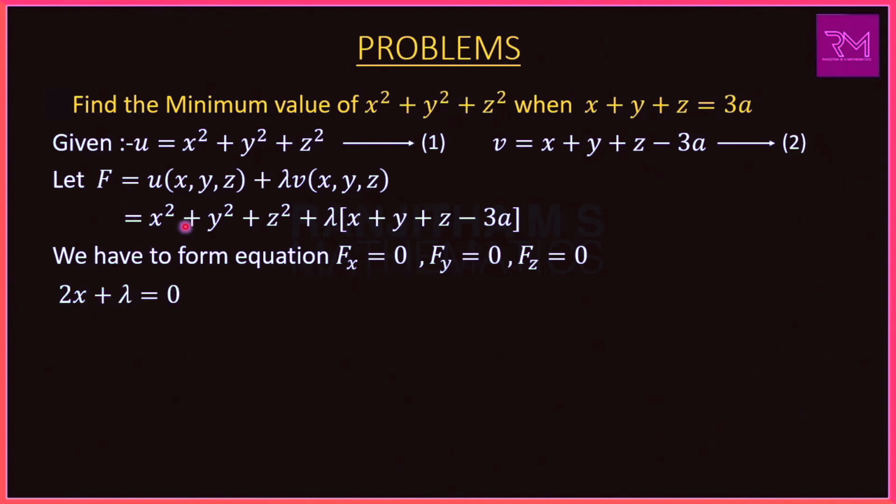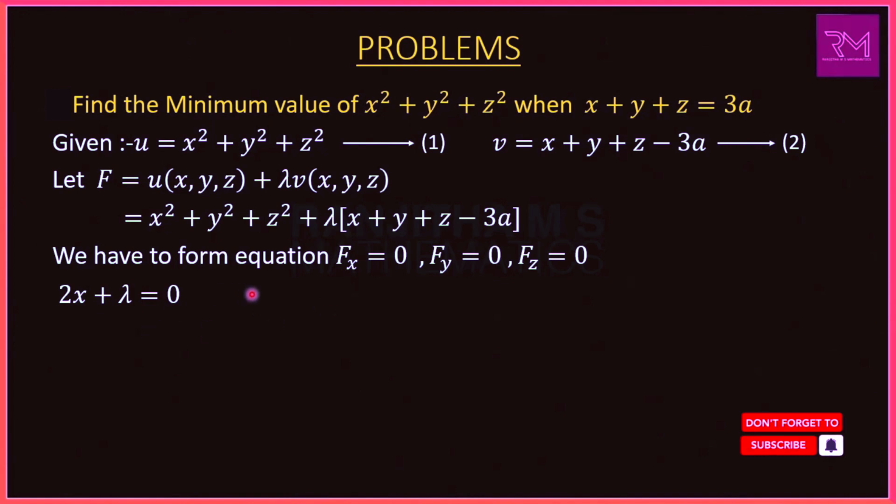Here fx is nothing but the differentiation of x square, which is 2x, plus y square plus z square is constant. So the differentiation of a constant is 0, plus lambda into the differentiation of x, which is 1, plus this becomes 0. Hence we get the value of fx as 2x plus lambda. We equate it to 0.